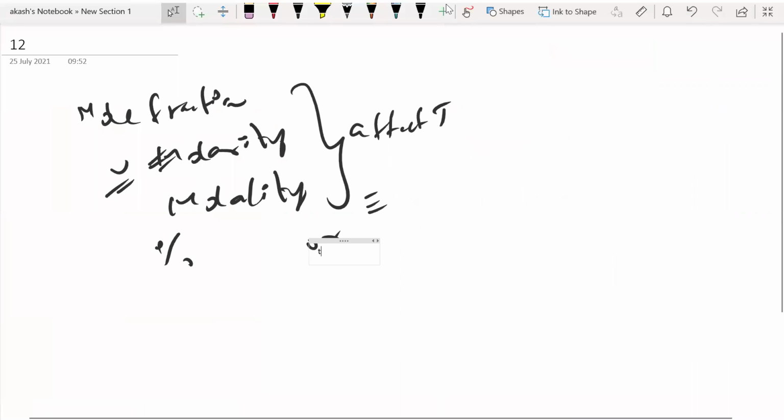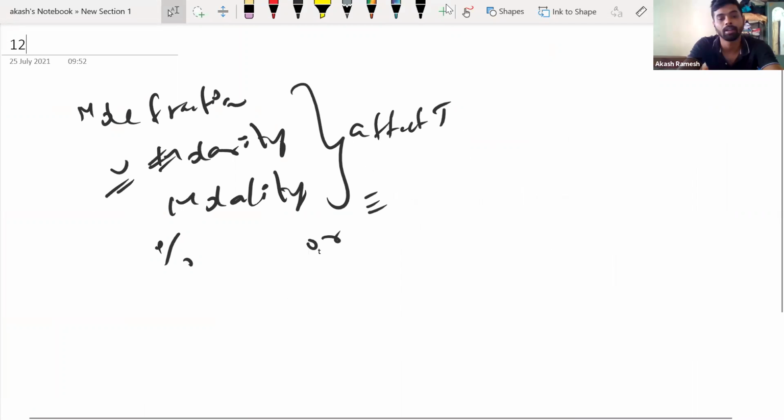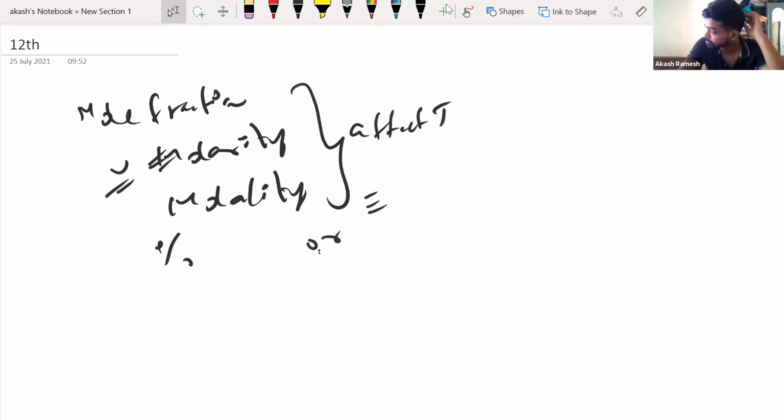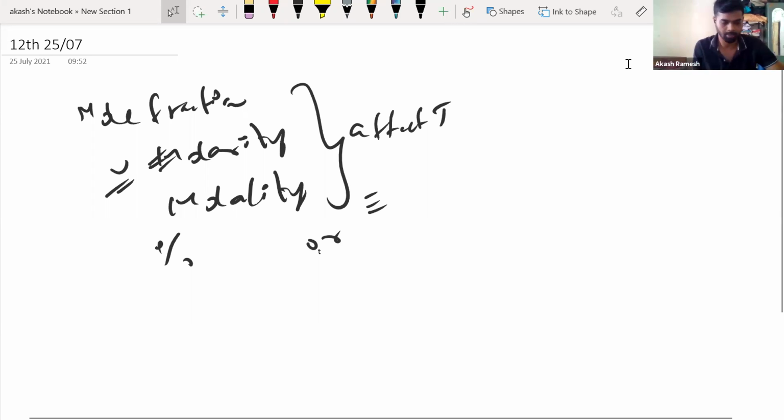Could you give a recap on molar conductivity? Oh, a recap of molar conductivity alone. Yeah, that I'll do definitely. So today's date is 25. Okay, so molar conductivity and limiting molar conductivity, we'll try to understand again.